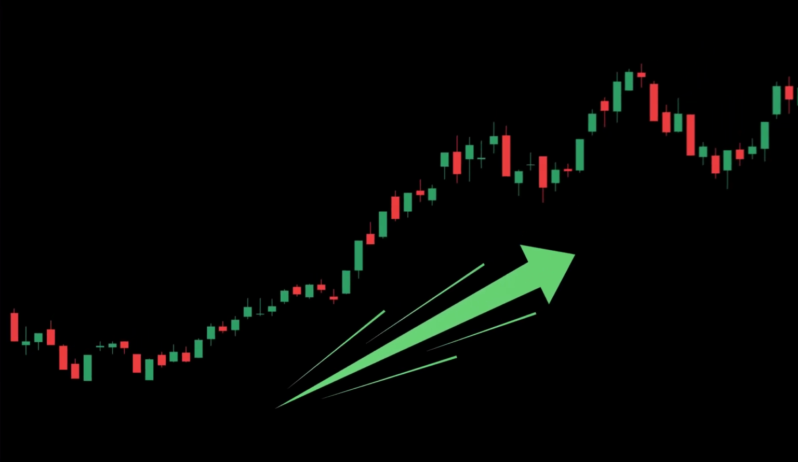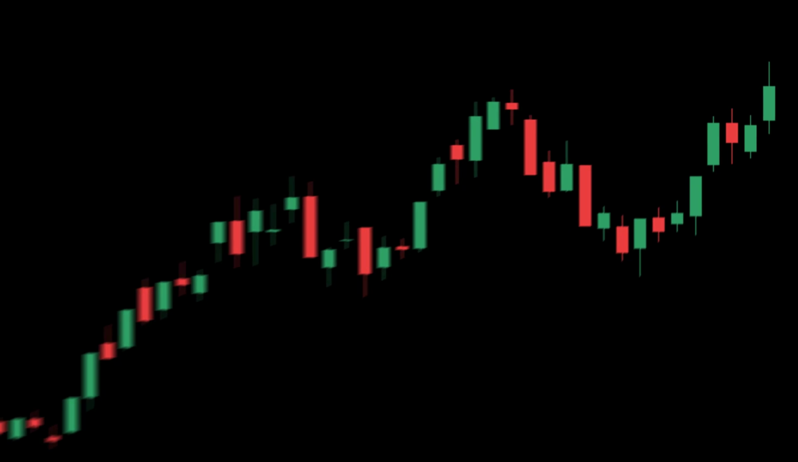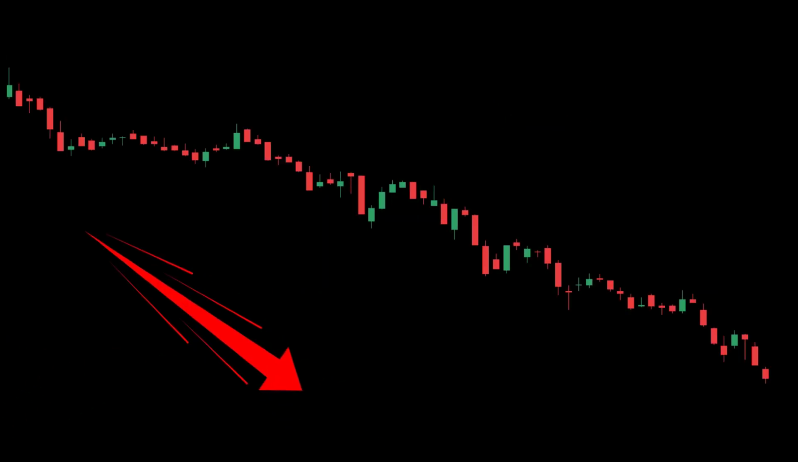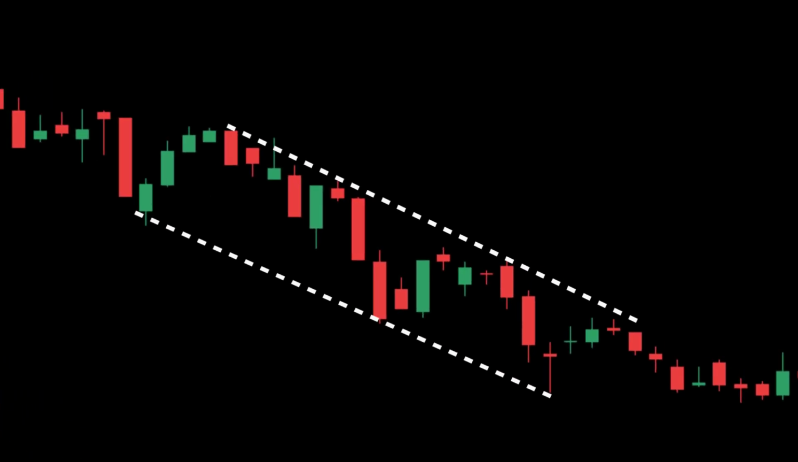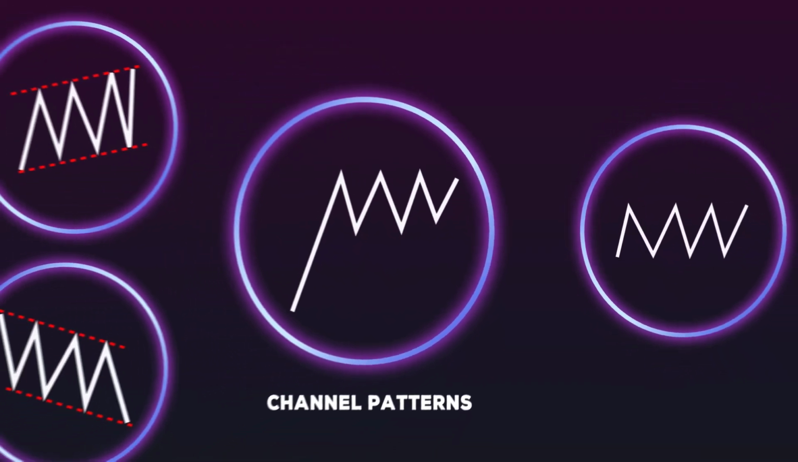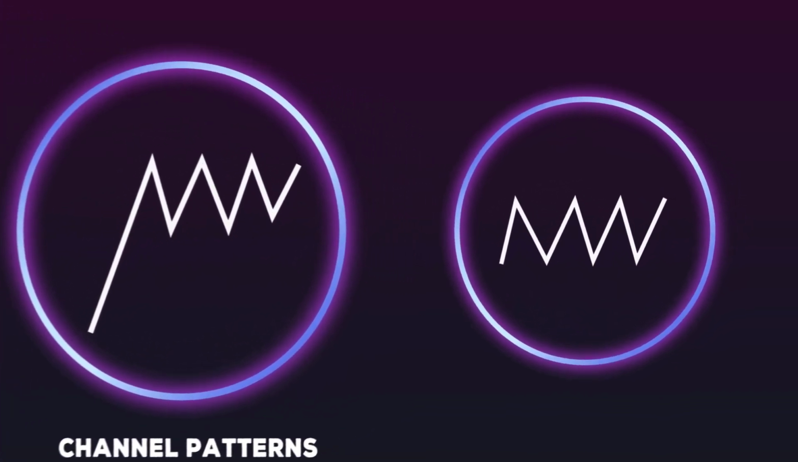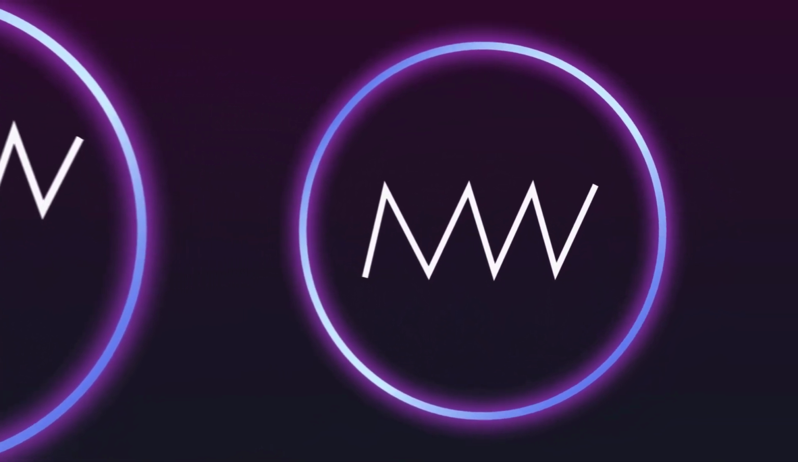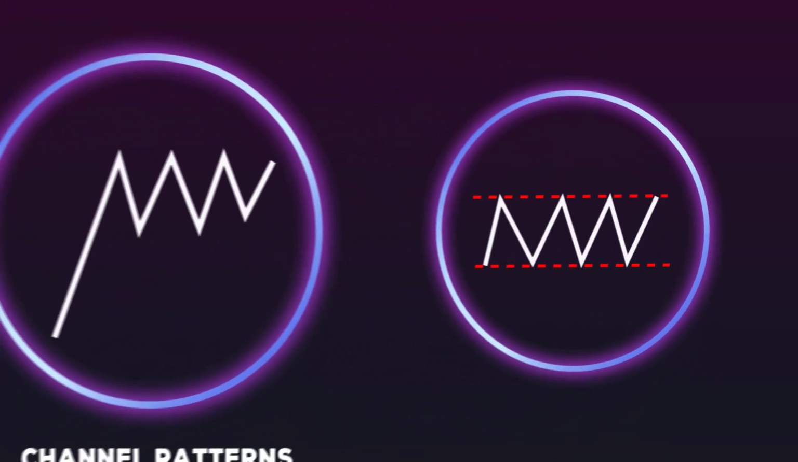In a bullish market, after a sharp upward move, the price might pull back and form a descending channel. In a bearish market, after a strong decline, the price may continue consolidating in a descending channel. And finally, we have the horizontal channel. This pattern is formed by a horizontal resistance line above, created by equal highs, and a horizontal support line below, created by equal lows. It can appear in both bullish and bearish markets as well.